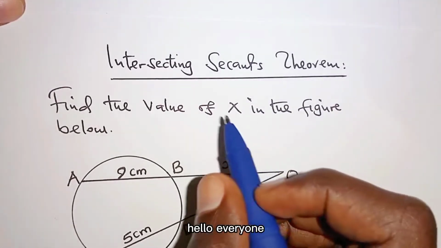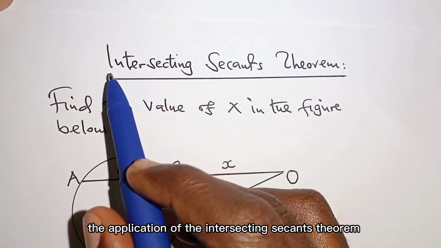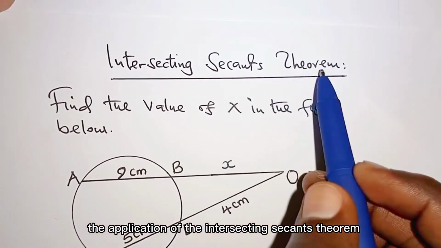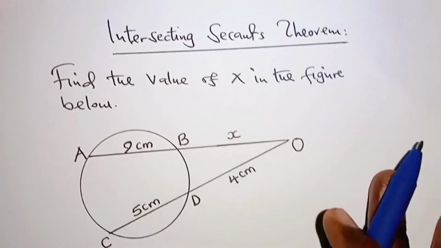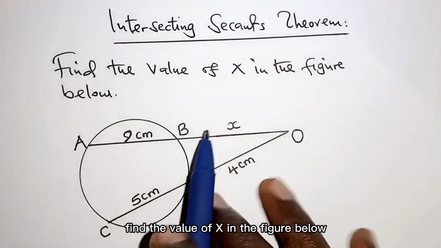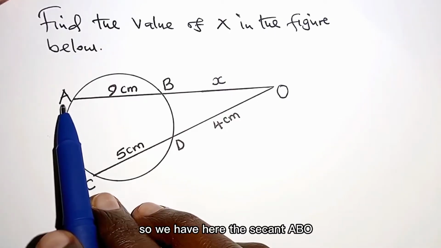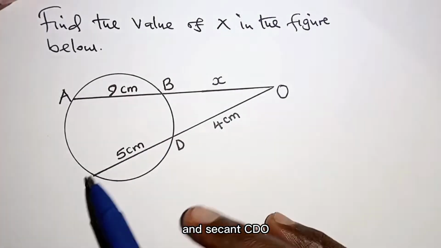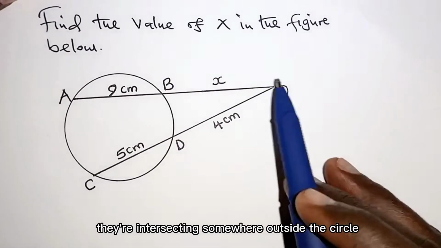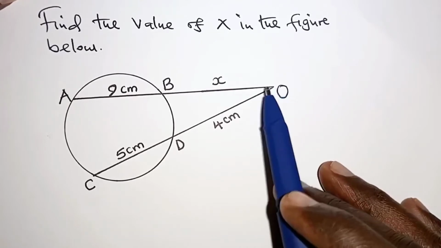Hello everyone, this video is about the application of the intersecting secants theorem. The question reads, find the value of x in the figure below. So we have the diagram here. We have secant ABO and secant CDO. They're intersecting somewhere outside the circle, that is at point O.